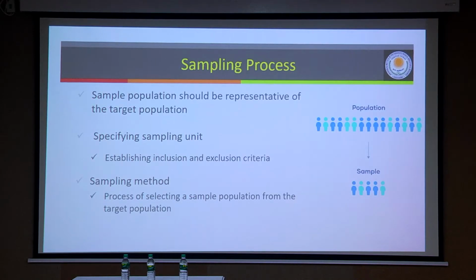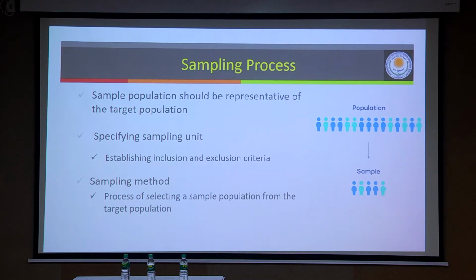Now let's see what a sample is. The sample population is what you are going to study in your research. The target population is the entire population. So there is a whole population, and from that you are going to pick a certain number of people. They are called the sample population. They should always be representative of your target population.